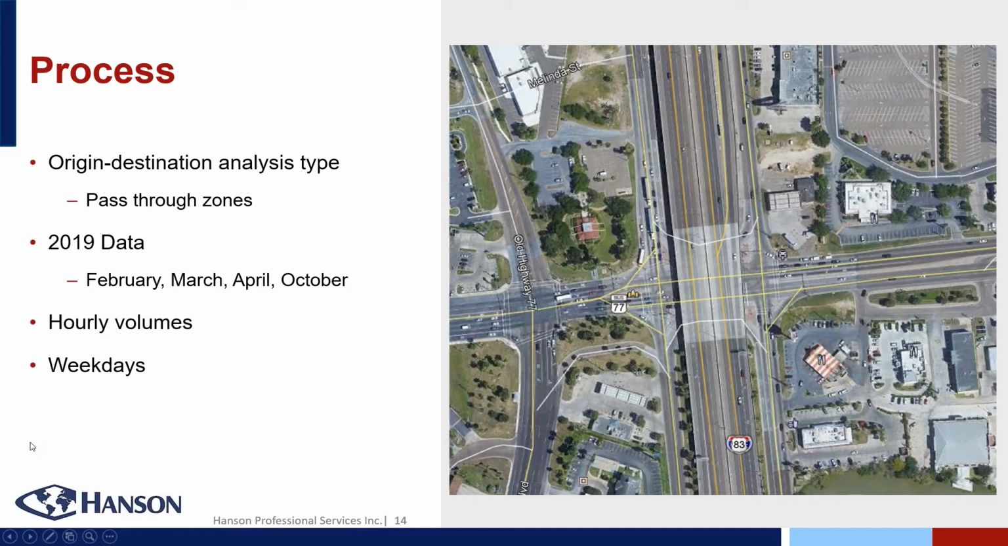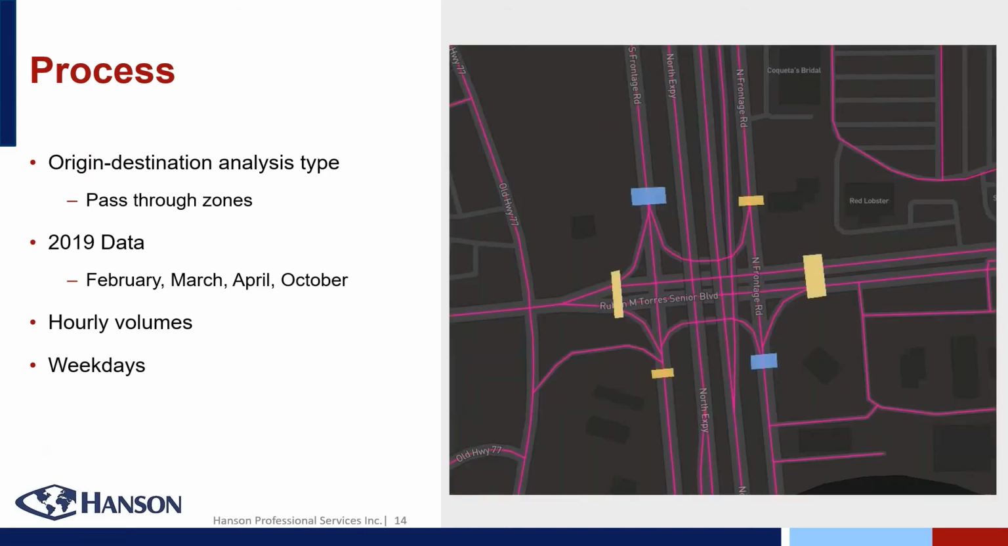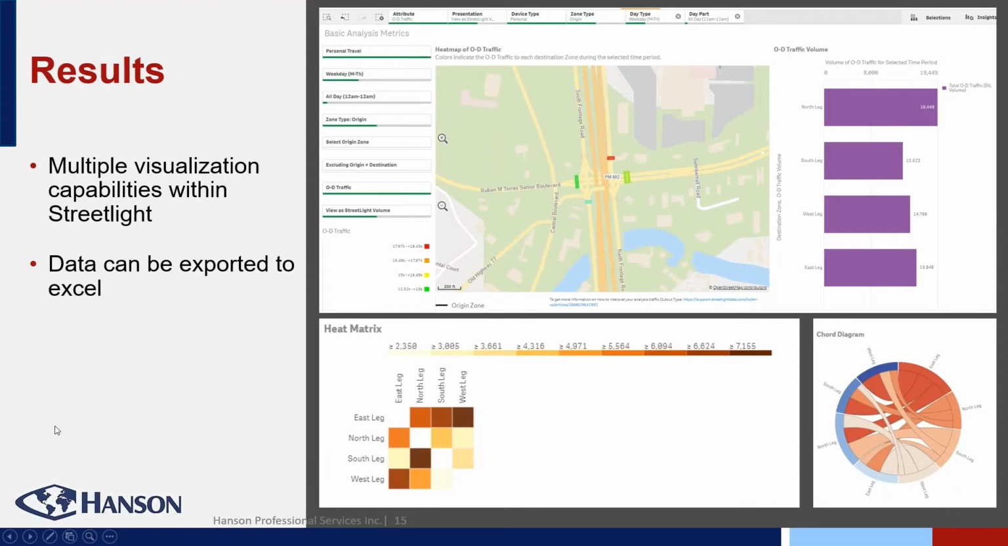And we also analyzed our traffic volumes for the smallest time increment that was available in StreetLight, and that is hourly volumes. And we analyzed all of our volumes for mid-weekdays, as in Tuesday through Thursday. And this is the zone set for this specific intersection. This was both the entering and exiting.